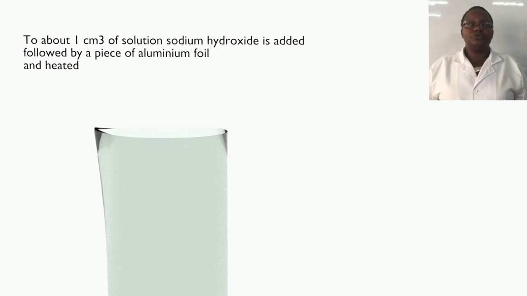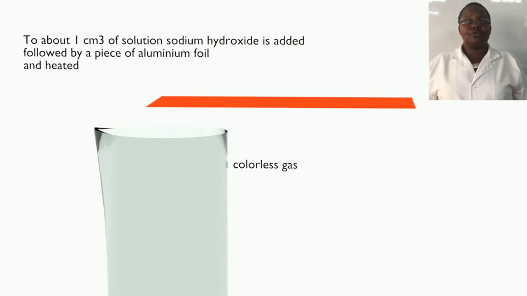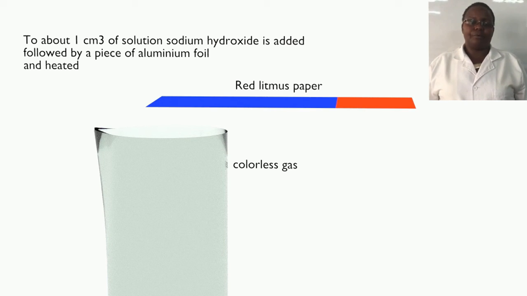We can also use Devarda's alloy test, where you take the sample, add sodium hydroxide solution and aluminium foil, and heat. A colorless gas with a pungent smell is formed that turns moist red litmus paper blue. Blue remains blue. We'll confirm nitrate as being present.